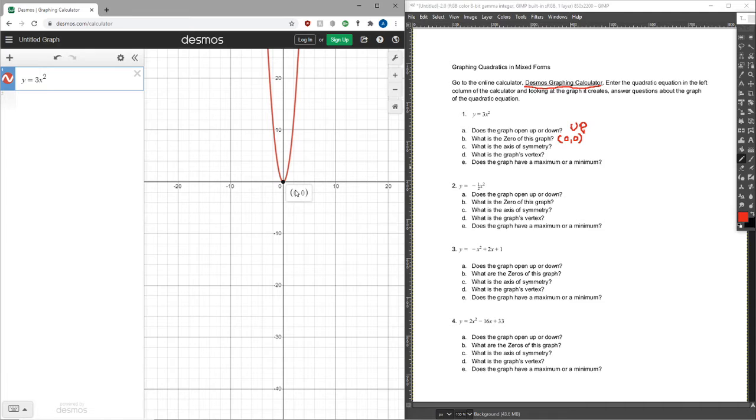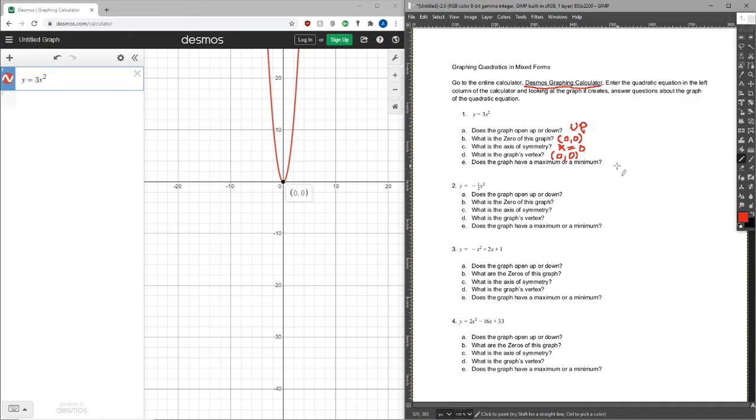This first number where x has what it equals is always the axis of symmetry. So if you can remember that, just look up at what the vertex is, and the axis of symmetry is x equals that number right up there. So x equals 0. Now here's the interesting thing. The vertex does happen to be where it crosses the x line. So in this case, the zero of the graph is the same as the vertex. So the vertex that we just found, 0, 0, is the same as the zero of the graph.